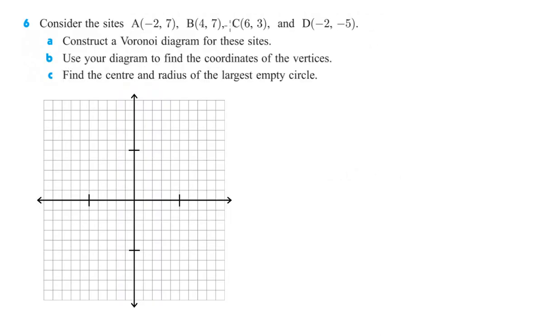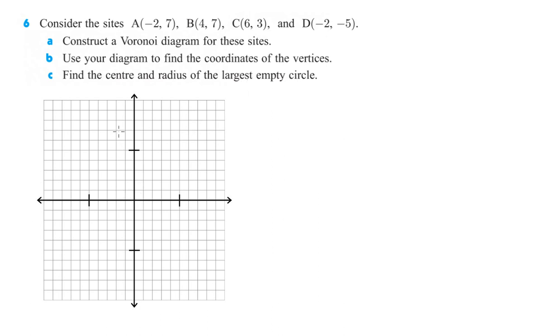Consider the sites A, B, C, and D. Construct a Voronoi diagram for these sites. So first thing, get these things in here, and it's going to be super important to get these in correctly, because if you mess up one site, you have to go back and recalculate a bunch of stuff, so we don't want to do that.